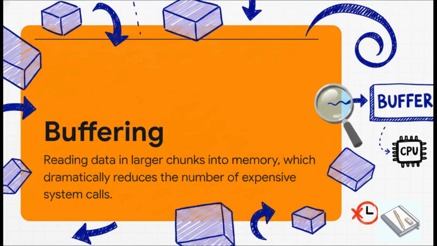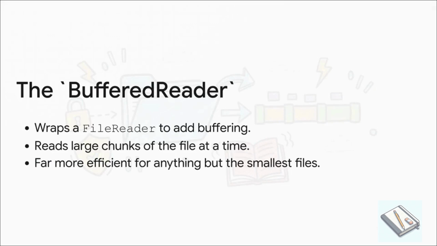The answer, my friends, is buffering. Instead of making one single system call for every single character, we make one single system call to read a big chunk of the file, like say 8,000 characters, into a temporary spot in memory called a buffer. Then, when our program asks for a character, it gets it from that super fast buffer, not the slow hard disk. And in Java, the go-to tool for this is the BufferedReader.